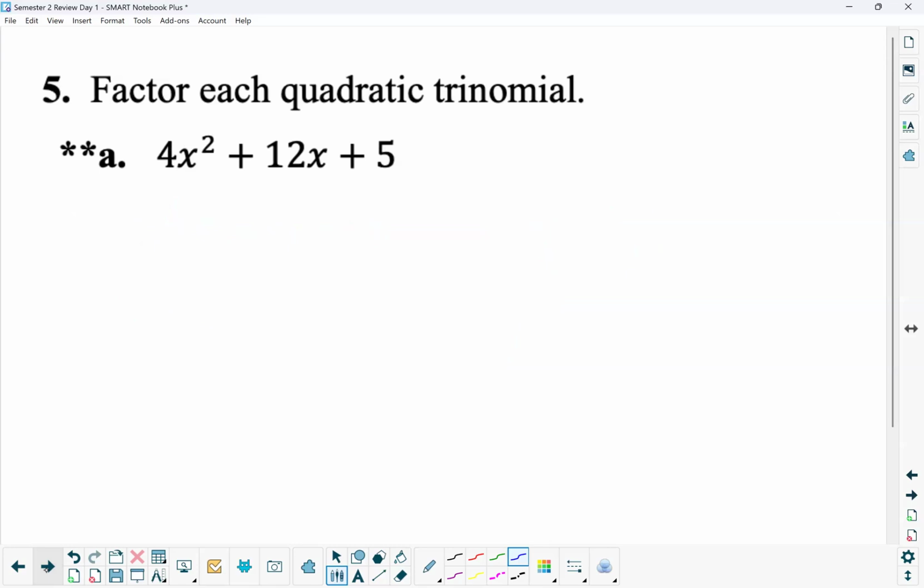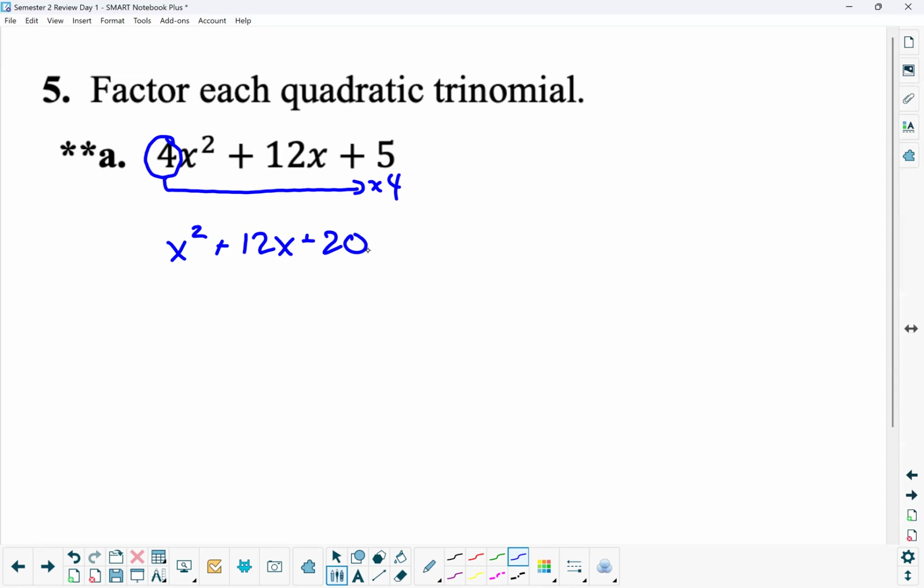For number 5 here, we have, again, a coefficient out front. So I check, is there a number that evenly divides into 4, 12, and 5 other than 1? In this case, there is not, so we're going to use the slide method. Take the 4, slide it all the way to the end, and multiply. So we have x squared plus 12x, and 5 times 4 is 20.